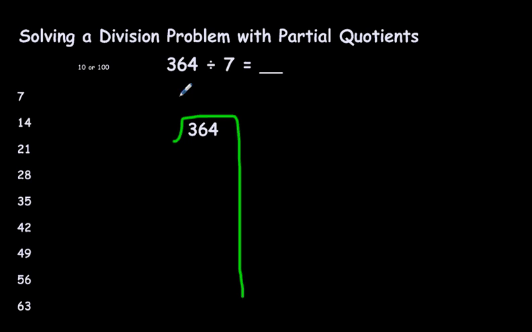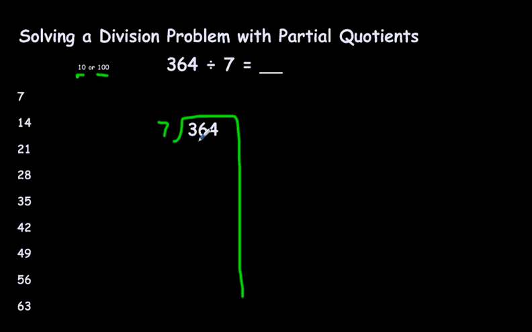I draw the house. My dividend, which is 364, goes inside. My divisor goes on the left, outside of the house. And then we are looking for a quotient, which will go on top. Over on the side, this is where my partial quotients go. And I'm going to look at taking out chunks. Generally I look at 10 or 100.